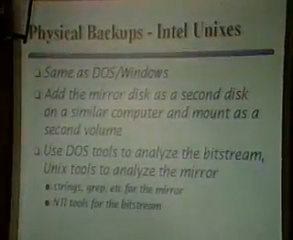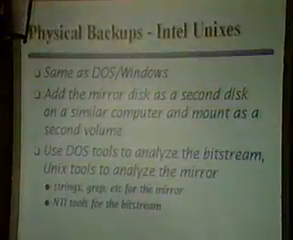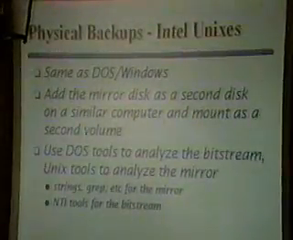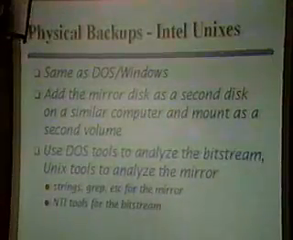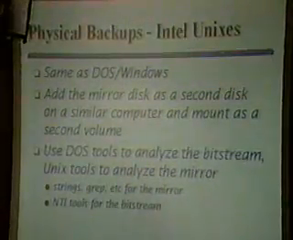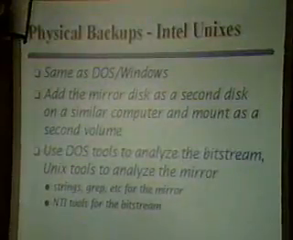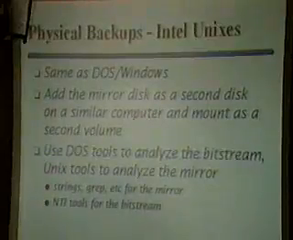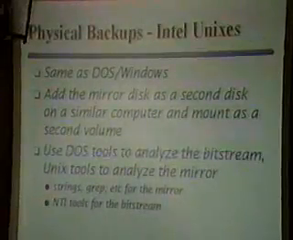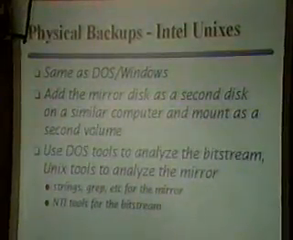Intel Unixes, we treat pretty much like DOS. Once we have got a mirror of the Unix, though, what's going to happen is it isn't going to boot. The mirror usually won't boot. So we mount it as a second volume.